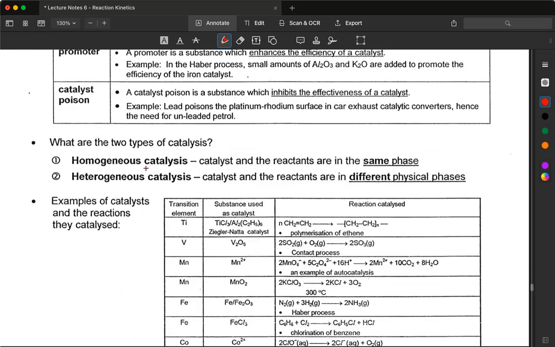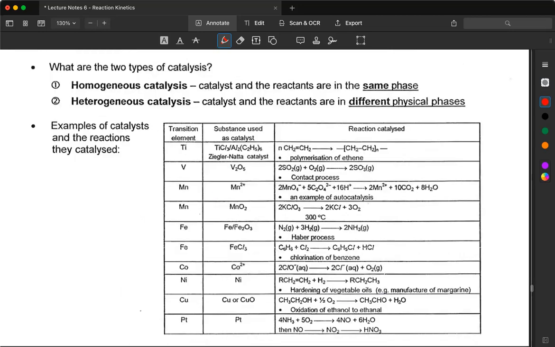Okay. So homogeneous means the reactants and catalyst are in the same phase, both liquid, both gases. Heterogeneous means the catalyst is of a different physical phase. Maybe the catalyst is in solid state, the reactant is in gaseous state. So these are just some of the examples.